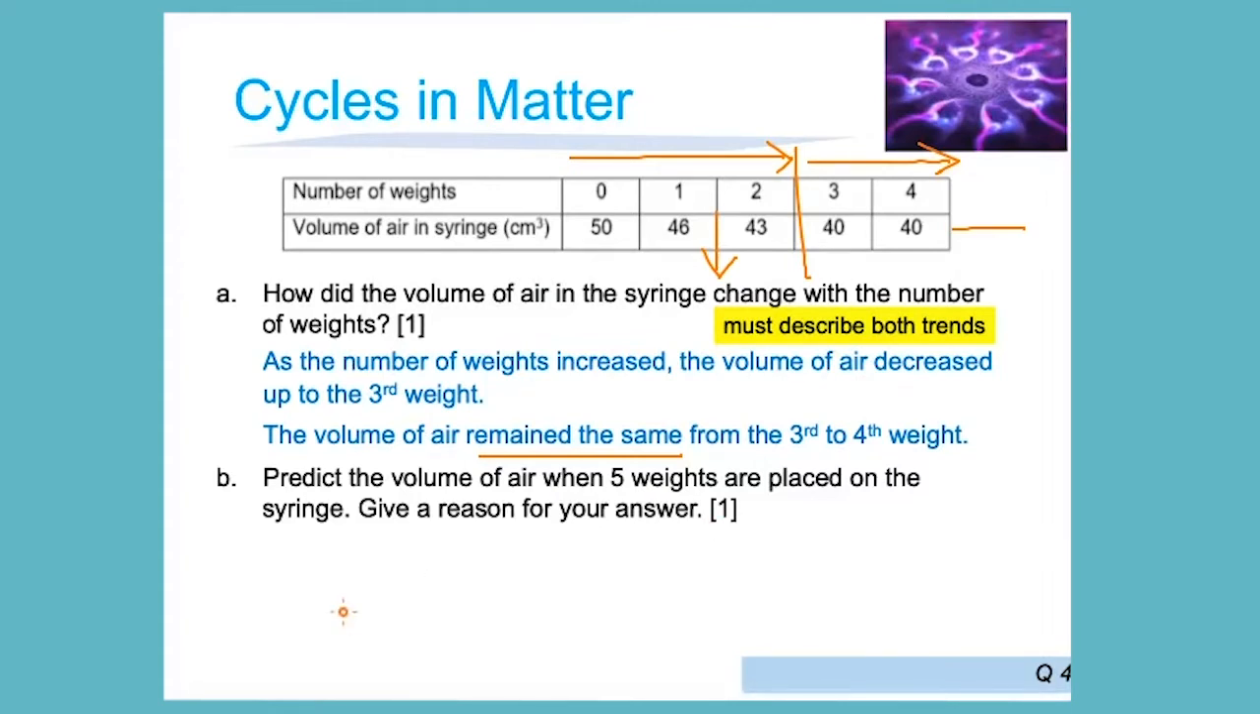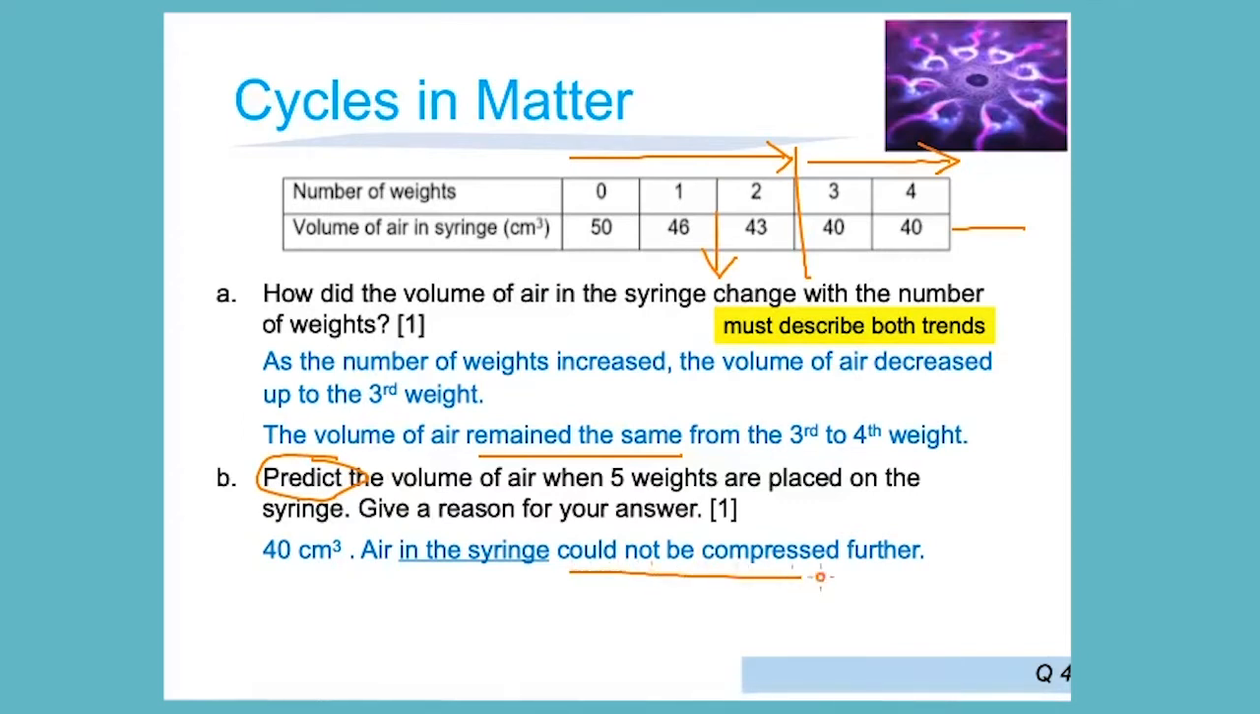Next, predict the volume of air when 5 weights are placed. I'm sure most of you are able to tell me that it will just remain at 40 cm cube because the air in the syringe cannot be compressed further. So the keyword that I'm looking out for is compression.